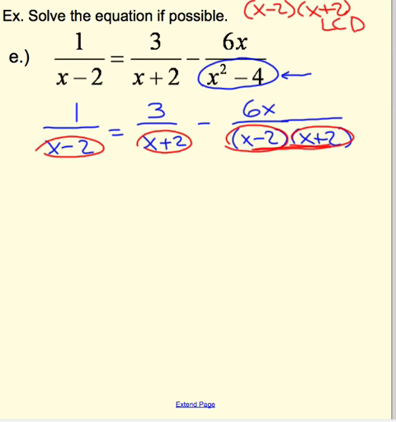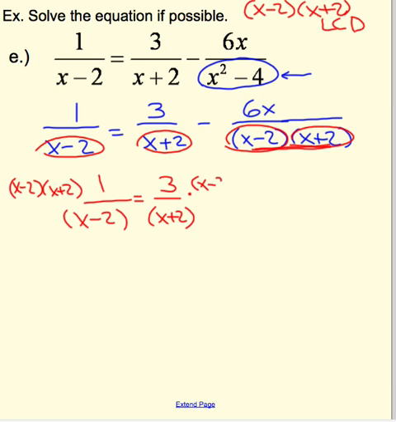So in our previous videos, we've learned that when we want to multiply, we multiply all three fractions by the LCD. It's going to get to be quite long, so I have x minus 2 and x plus 2 times 1 over x minus 2, so that takes care of the left-hand side, equals now 3 times x plus 2. We're going to multiply by the LCD, x minus 2, x plus 2, and then minus 6x over x minus 2, x plus 2 times the LCD.